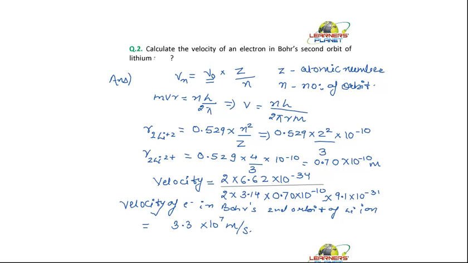This question is not right, students. It should be lithium ion. Why? Because Bohr's formula is not applicable to the lithium atom. So what is the velocity we are getting over here? The electron will be moving with the velocity of 3.3 into 10 to the power 5 meter per second. So this would be the velocity of the electron in the second orbit of lithium ion.